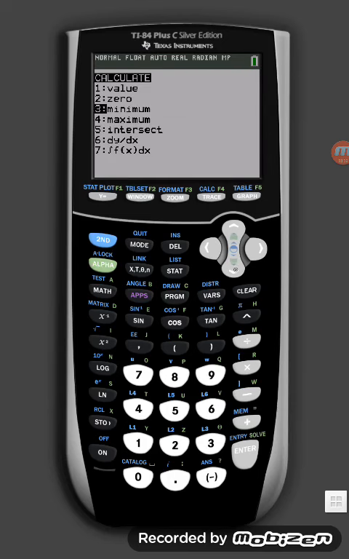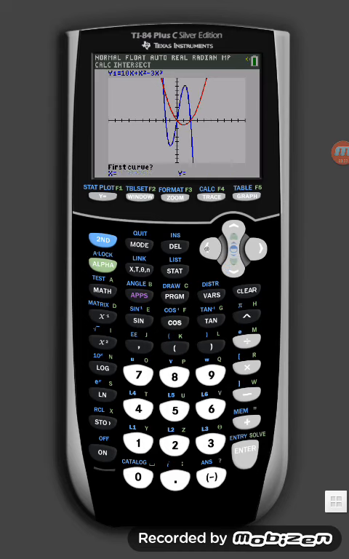Second calc, go to intersect. My first curve is the blue one, that's correct. My second curve is the red one, that's good. The first intersection I'm trying to find is somewhere there, and it turns out to be -2. I'm only interested in the x value, so x is equal to -2. Later on, when I do a definite integral, I need to start from -2, so my lower bound is -2. Let's find the other intersection point. It's going to be somewhere close to the origin, and it is 0.